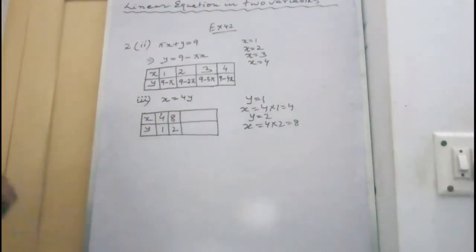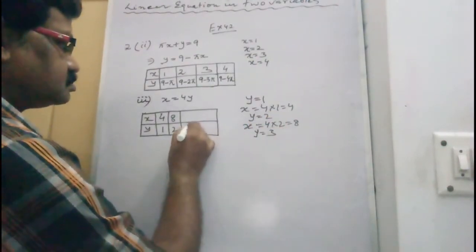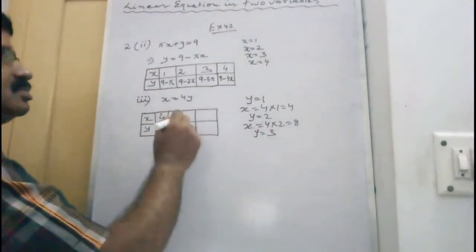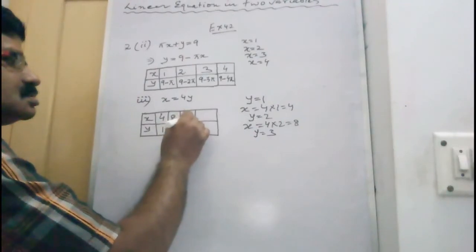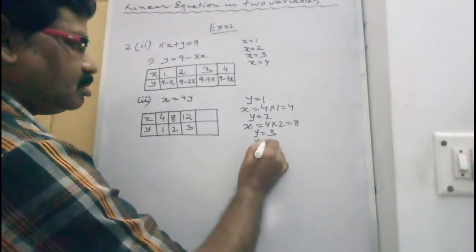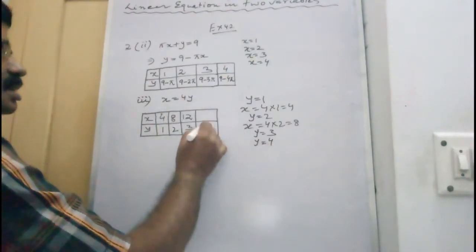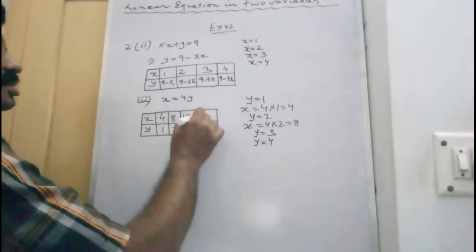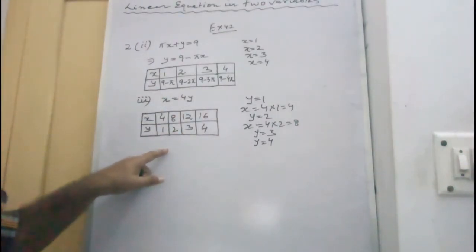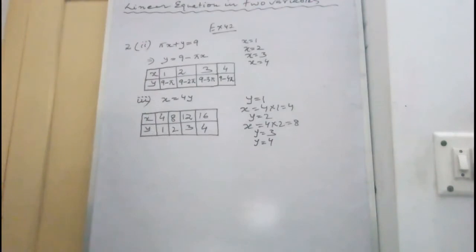In this way, take y equal to 3. Put here in place of y. So 4 times 3 is 12. So x is 12. Now take y equal to 4. Now put here, so 4 into 4 is 16. So when y is 4, the value of x is 16. So these are the 4 solutions of this linear equation in 2 variables.